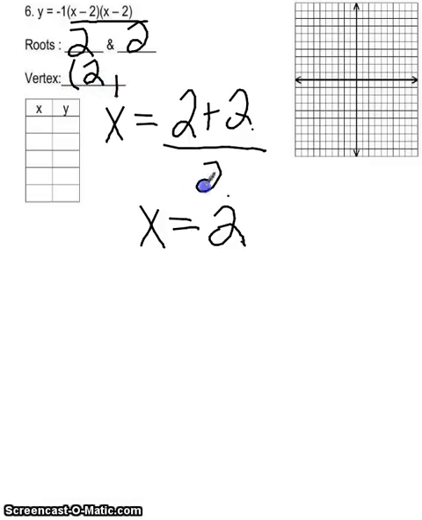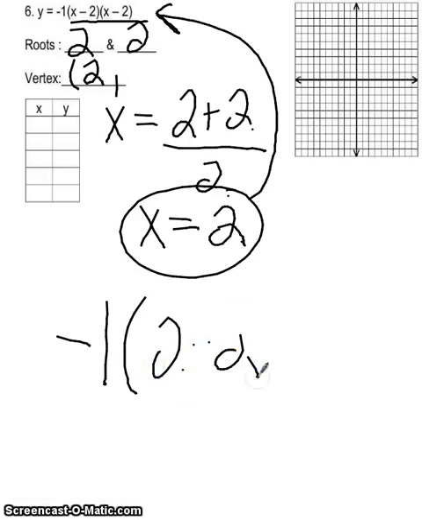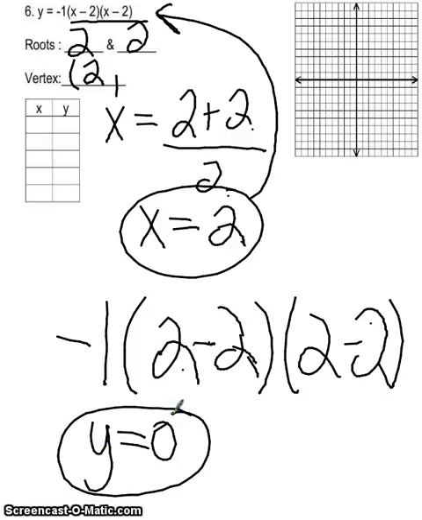And remember, for us to find the y value, we're going to take that answer and plug it right back into the same equation. So here I have negative 1 (2 minus 2)(2 minus 2) again. Okay, and here 2 minus 2 is 0. If anything is multiplied by 0, my answer is always 0. So the vertex for number 6 is (2, 0).